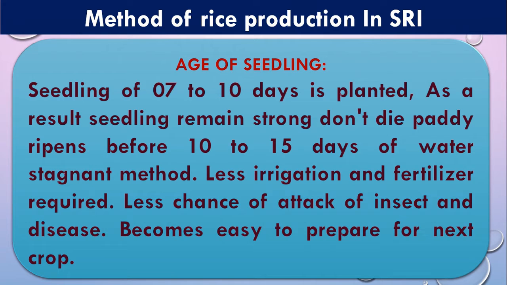And in this method, less irrigation and fertilizer are required, because the seedling is uprooted at 7 to 10 days. Then there is less chance of attack by insects and disease, and it becomes easy to prepare for the next crop as well. That is why time is saved here, cost is saved here, and it is easy to prepare for the next season as well.